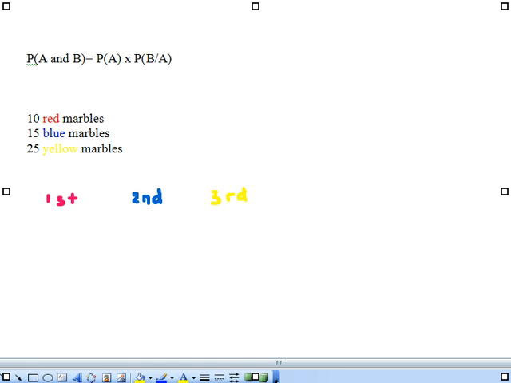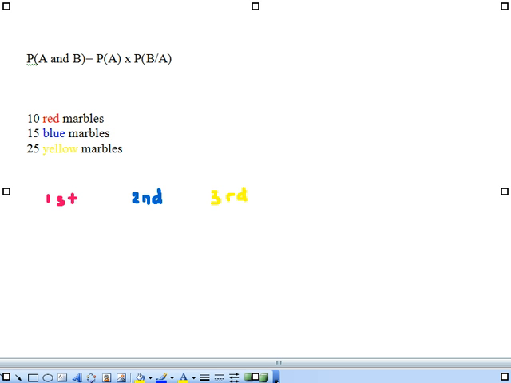Because removing a red marble and then removing a green marble without replacing the first red marble are dependent events, P of A and B equals P of A times P of B given that A has occurred. P of red on the first draw and green on the second draw, therefore, equals the product of the 2 answers that you just found. 3/10 times 5/9 equals 1/6, and that's your probability.